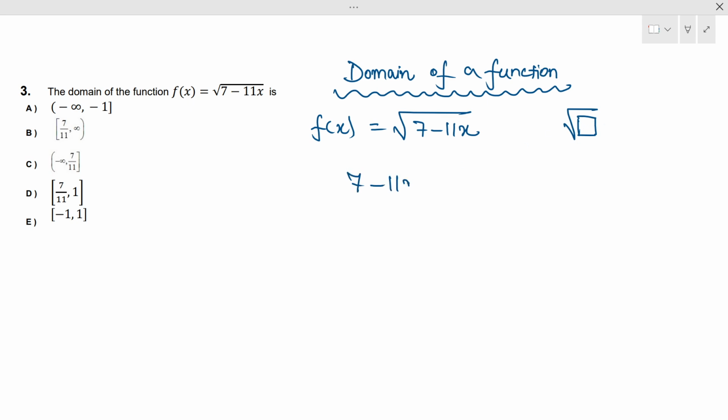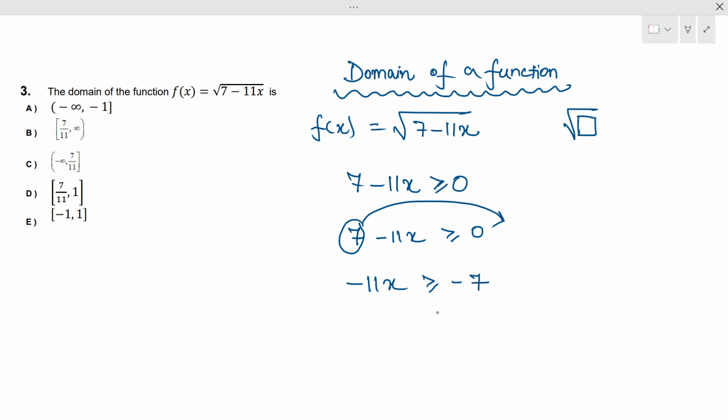That means 7 minus 11x should be greater than or equal to 0, right? Yes. So now 7 minus 11x is greater than or equal to 0, right? Now what we do is that we transpose this plus 7 to the RHS. When we transpose the plus 7, the sign of this 7 will change to minus 7, right?